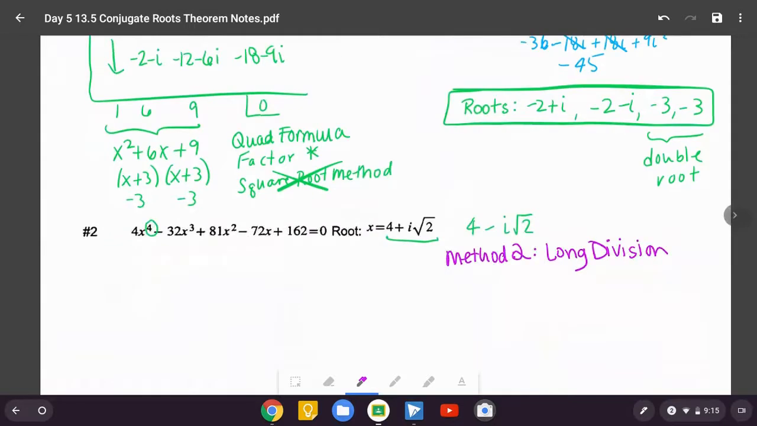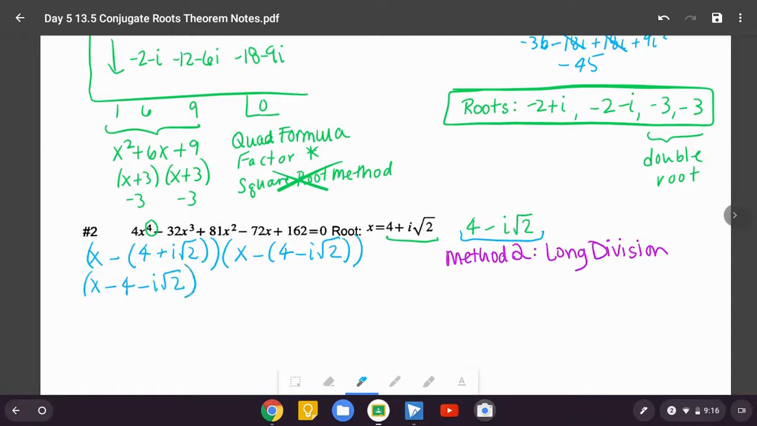So how are we going to use long division? Well, we know that if we have these 2 roots, we can make factors. So the original quartic function should be divisible by x minus (4 plus i root 2) and x minus the quantity (4 minus i root 2). If I have a root, I can create a factor. I'm going to simplify this, so I have x minus 4 minus i root 2 and x minus 4 plus i root 2. And I'm going to multiply those together, so I'm going to distribute.